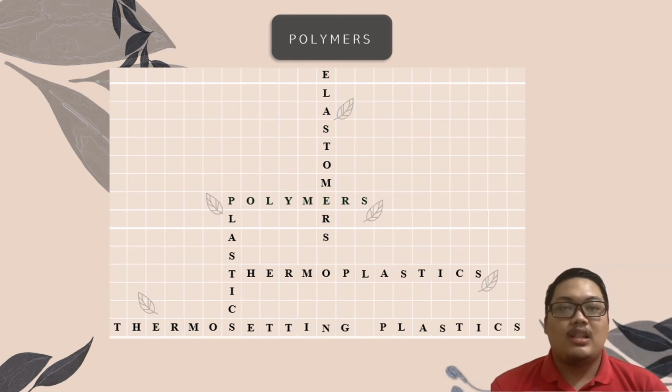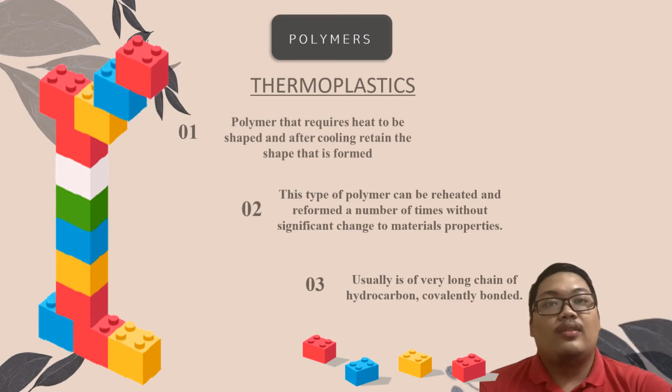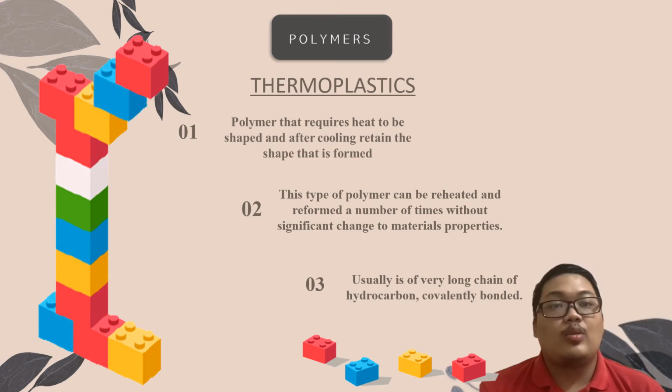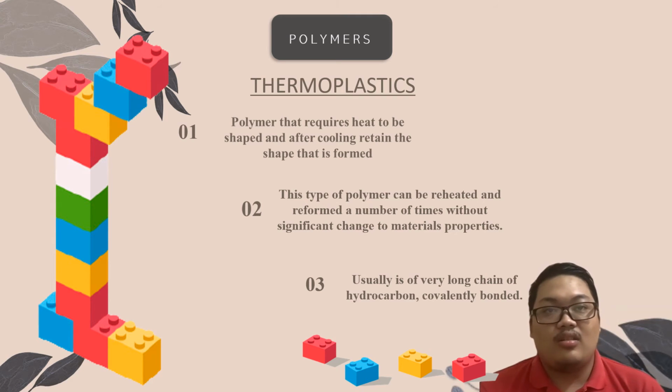Polymer can be classified into two things, which are plastic and also elastomer. In plastic, we have two types, which are thermoplastic and thermosetting. For the thermoplastic, the polymer requires heat to be shaped, and after cooling, the shape is formed. This type of polymer can be reheated and reformed a number of times without significant change of material properties.